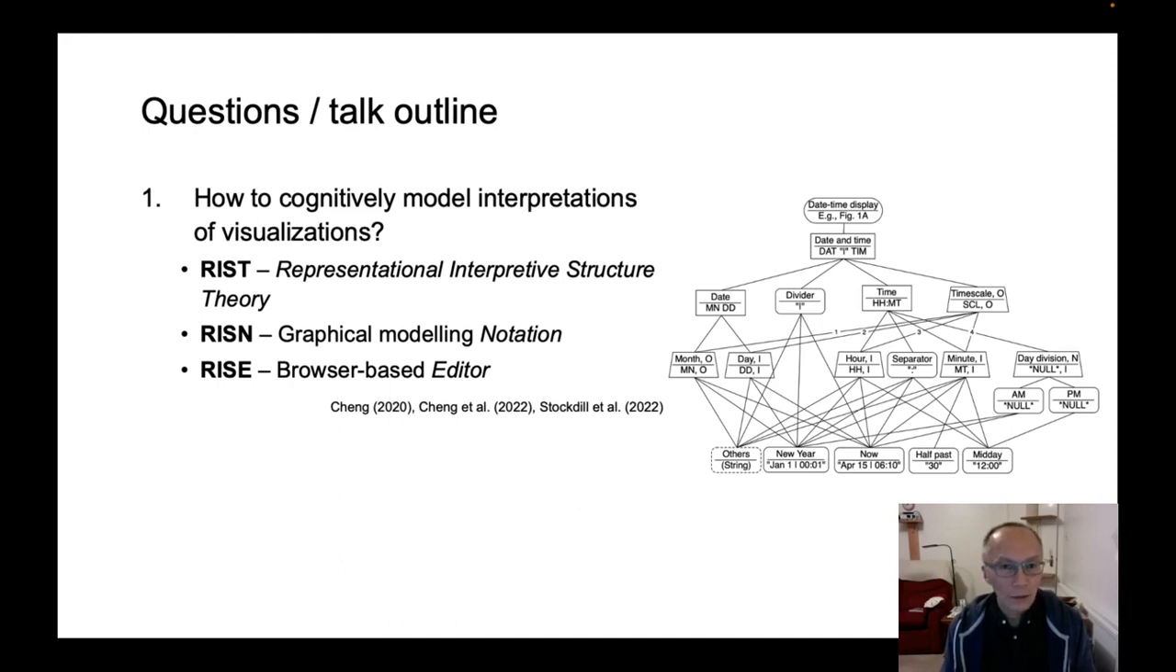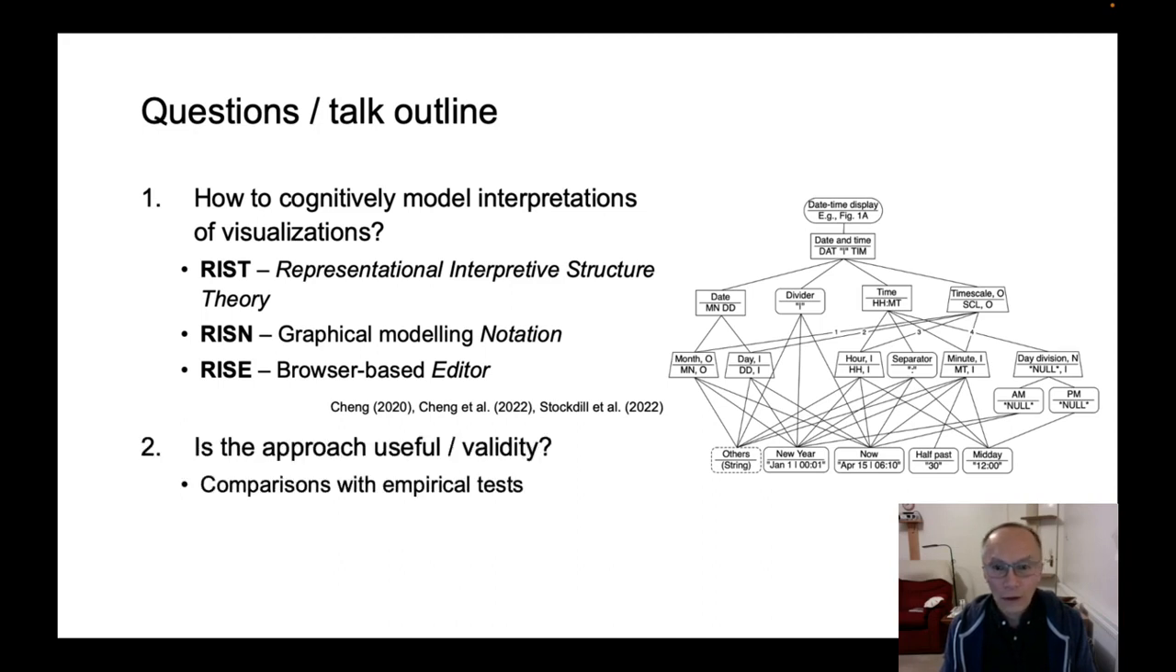The second part of the paper concerns evaluation. So far, the research team has built many models of different classes of visualizations as a way to test the approach. However, something a bit more formal is really required.